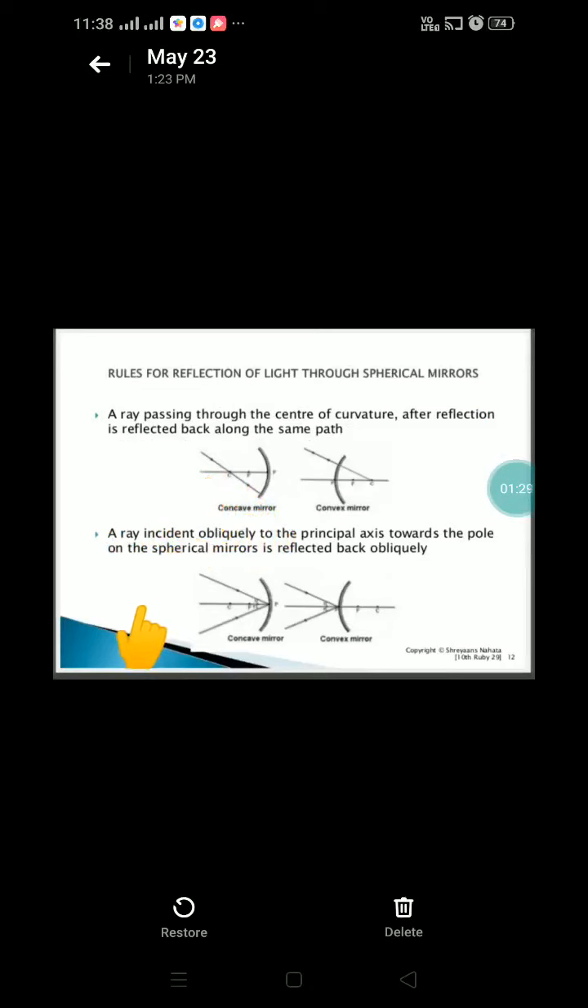And the fourth rule: a ray incident obliquely to the pole will reflect from the pole obliquely by obeying the law of reflection. This angle and this angle must be the same. Students, do you remember? We are going to study the image formation of concave mirror using this diagram. So you have to learn these four ray diagrams by heart first.